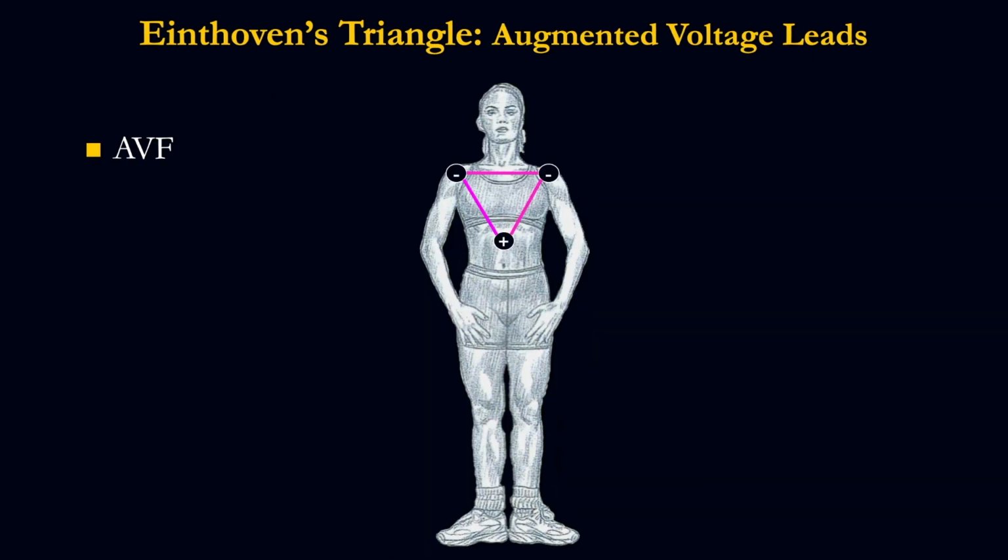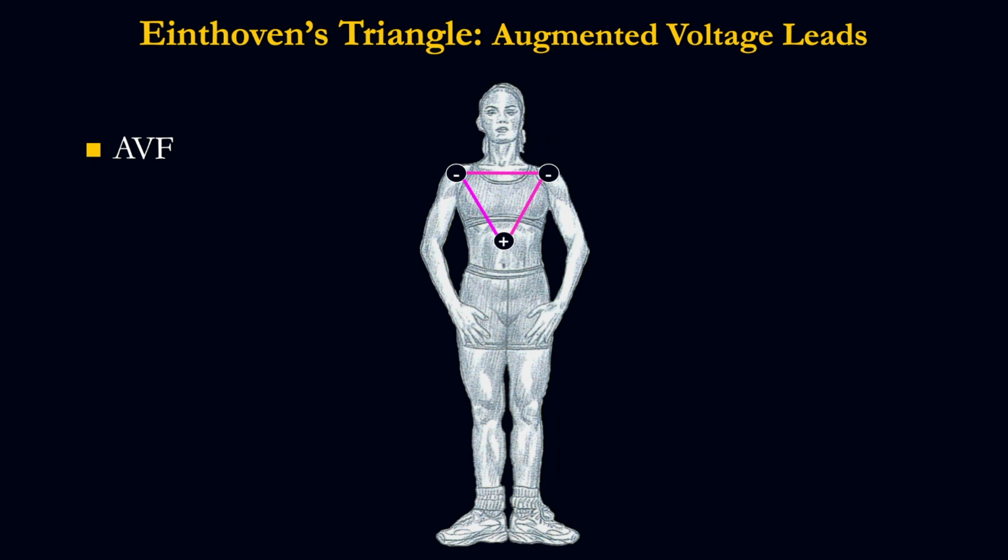Dr. Einthoven further explored the use of the limb leads that he developed and came up with the augmented voltage leads. Remember, if you augment something, you're enhancing it, you're making it greater. So with these leads, what he ended up doing was he made both the left arm and right arm negative and then the left leg positive.